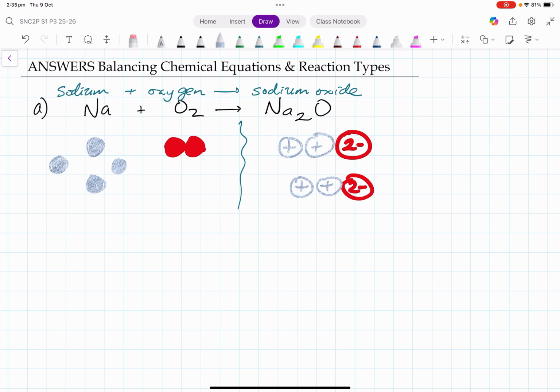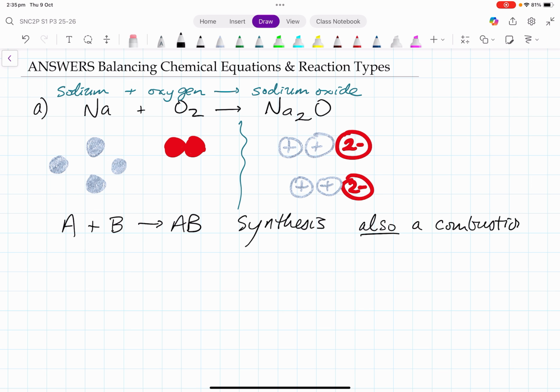Now, when we talk about reaction types, this thing follows this pattern. A plus B is AB. And according to your textbook on page 145, and I'm going to read this right out, okay? Two or more reactants combine to produce a new product. So that's called a synthesis. And since it's plus oxygen, also a combustion, because a combustion is anything plus oxygen. Okay, so that one's done.